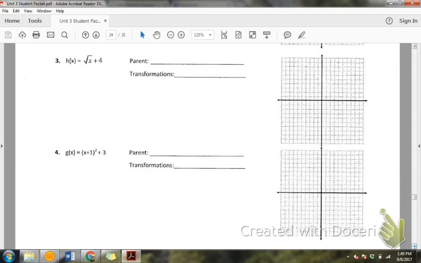The parent graph here is the square root graph, which is the square root of x, right? We talked about what that parent graph looks like. Yes, a shooting star.